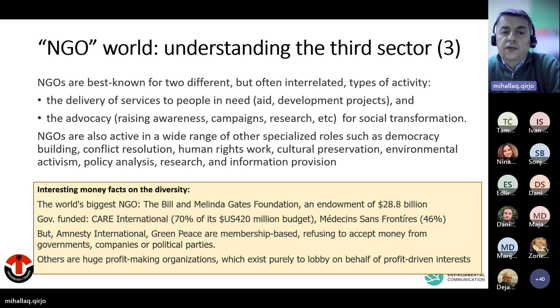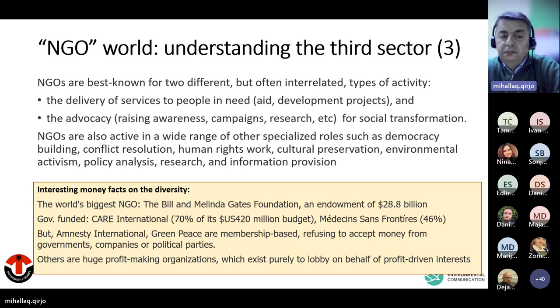And the other cluster of activities, where also the environmental NGOs fall, is advocacy, which is raising awareness, campaigns, research. In this case, NGOs aim to transform the society, to transform the communities for good and improve their well-being, etc. So basically, all those groups that fall under democracy building, conflict resolution, cultural preservation, environmental activism are in that category of clustering.